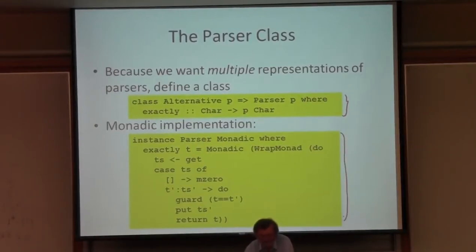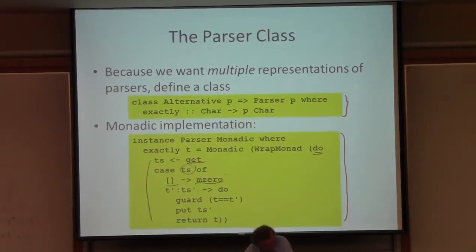And here is the implementation for monadic parsers. All I do is wrap the monadic computation, which does just what you would expect. It reads the input, inspects it. If it's empty, we fail. It's a monadic computation now, so I can fail with M0. Otherwise, I look at the first symbol. I check that it's the token I'm looking for. I consume the token, and then I just return the result. Okay, so this is very similar monadic code to what we saw yesterday.